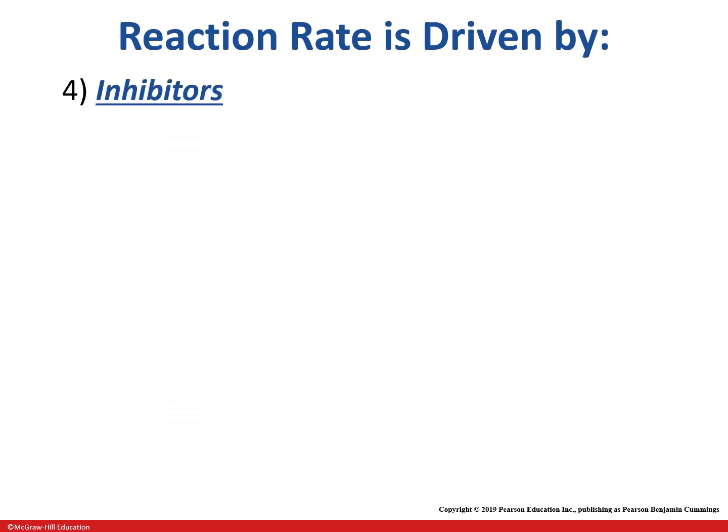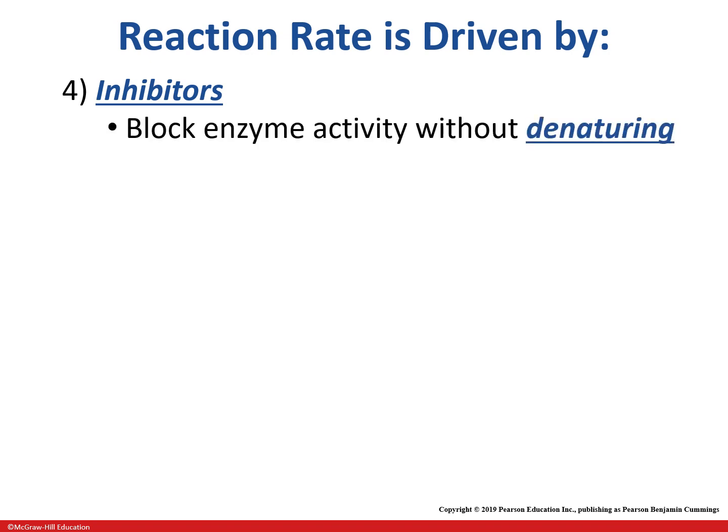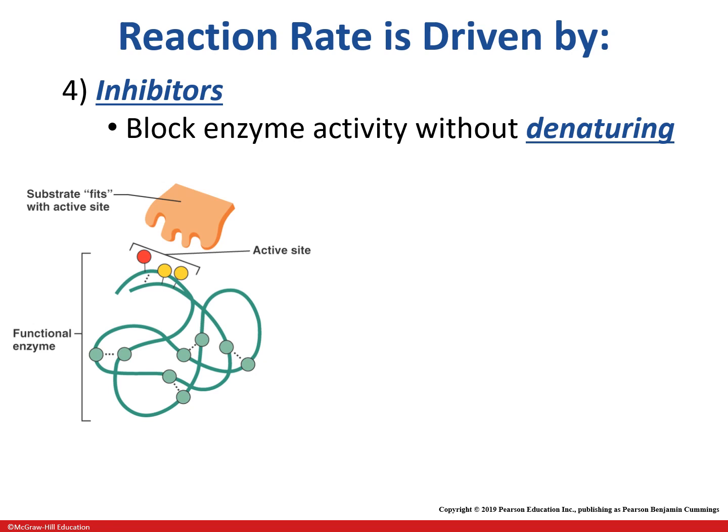One way that organisms can have real fine-tuned control over their metabolic reactions is by using compounds called inhibitors. Now inhibitors are going to be those things that block enzyme activity without actually damaging or denaturing those protein enzymes. So for example, if you recall what denaturing looks like, if you have a functional globular protein, one that is three-dimensional, that has a very particular shape that fits its substrate, this is what it would look like.